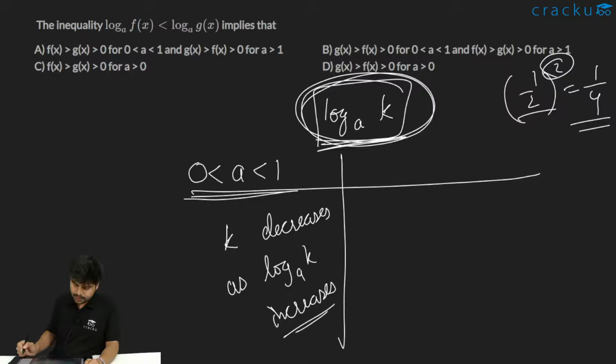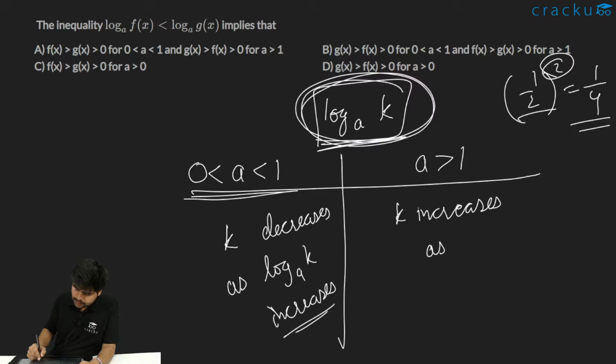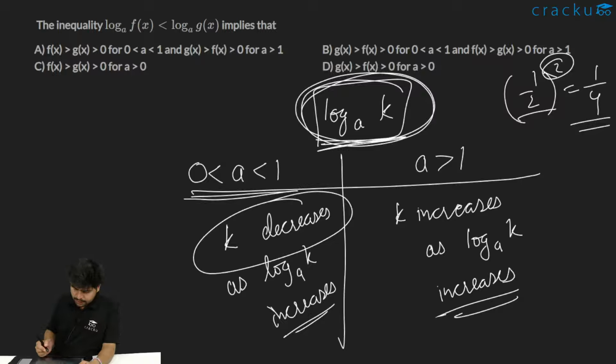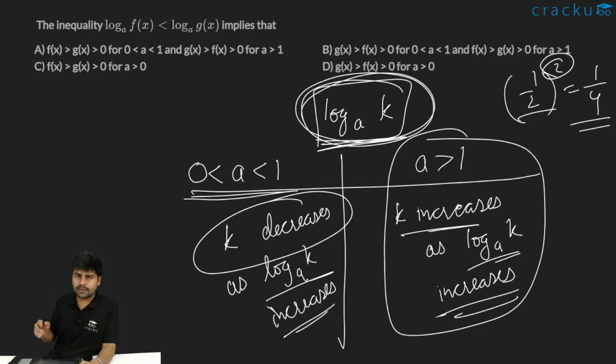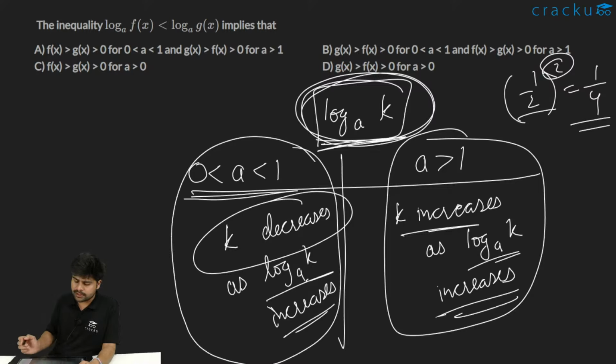Right? And we also know that if a is greater than 1, for example 2, 3, 4, as you increase the power, the result will increase. So 2 squared is 4, 2 cubed is 8, and 2 raised to the power of 4 is 16, and so on. So k increases as log a of k, which is the power, increases. If a is greater than 1, then if log a of k increases, k increases. If a is less than 1 but greater than 0, then if log a of k increases, k decreases.